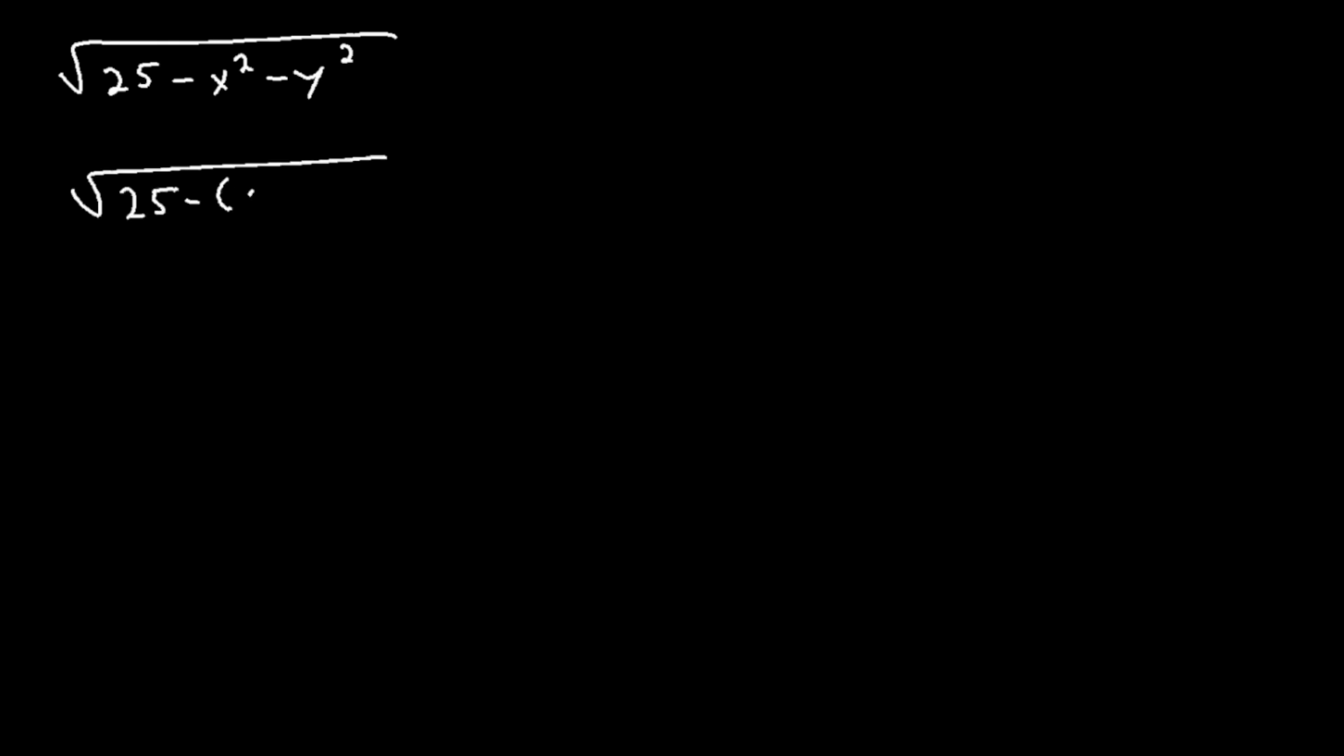Let's go with the square root of 25 minus x squared minus y squared. Okay, another way to see this function is square root of 25 minus the quantity x squared plus y squared. So if you distribute this negative along the x squared and y squared, you'll get this function up here. So what does this mean? Well, square roots cannot be negative. So the function inside of the square root cannot be negative.